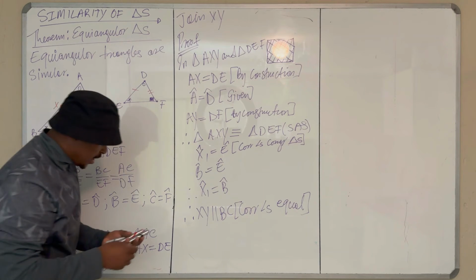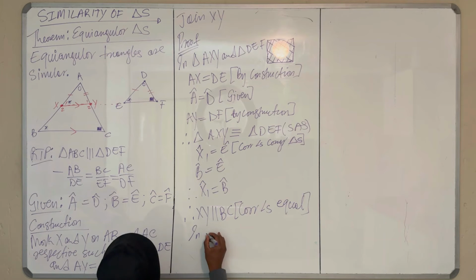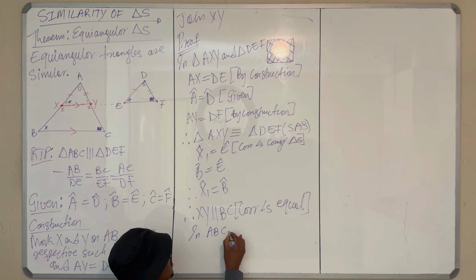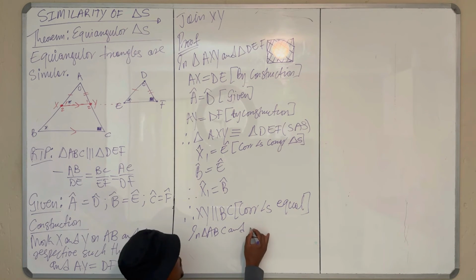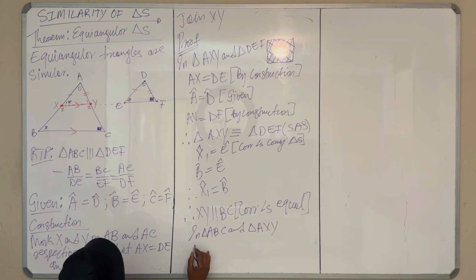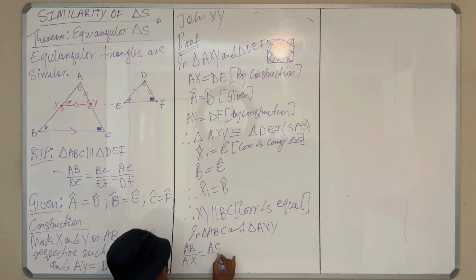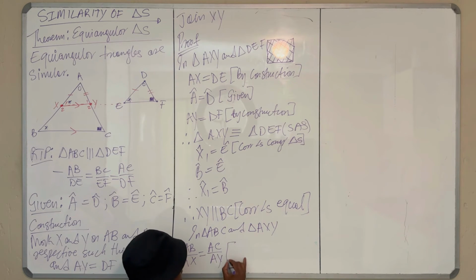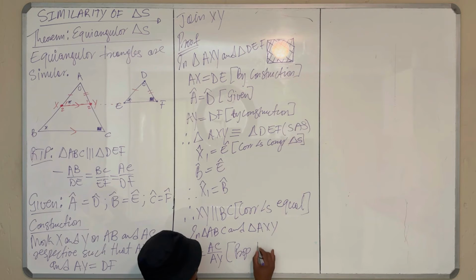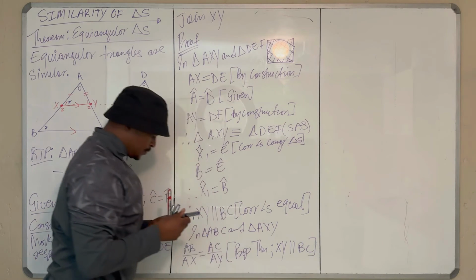So we're going to say, okay, which triangle are we working with? In triangle ABC and triangle what? AXY. So we're going to say AB over AX equals what? AC over AY. This is the proportion. We're applying the proportionality theorem. We did this in the previous video. Because XY is parallel to BC, that's why it works.